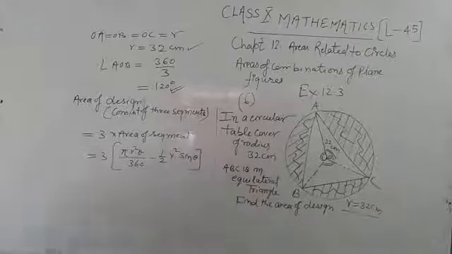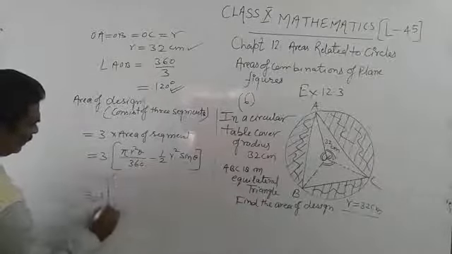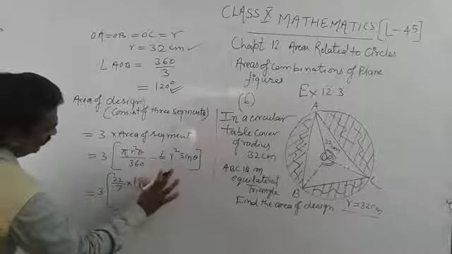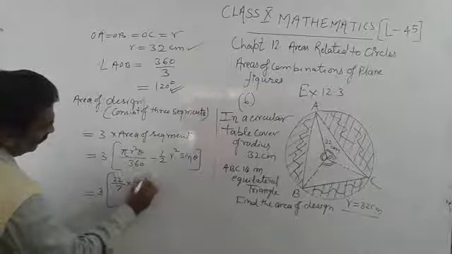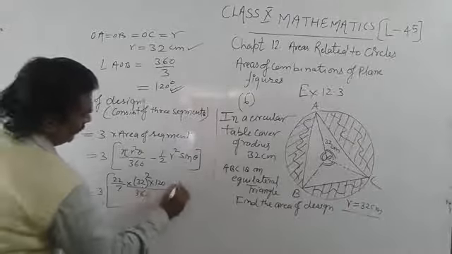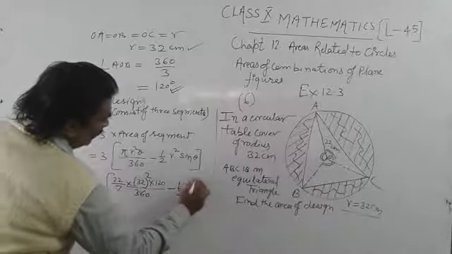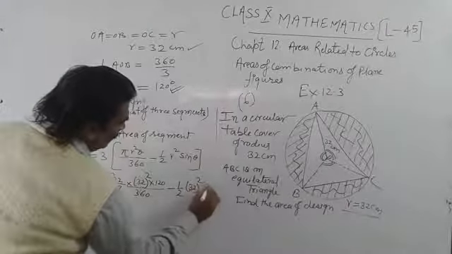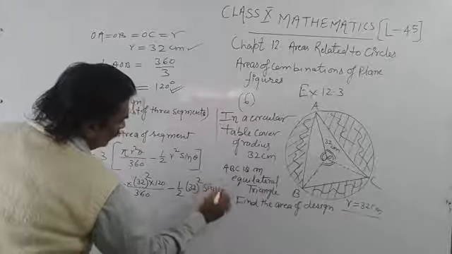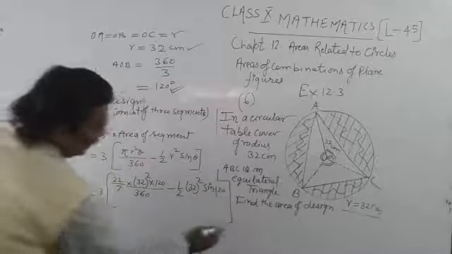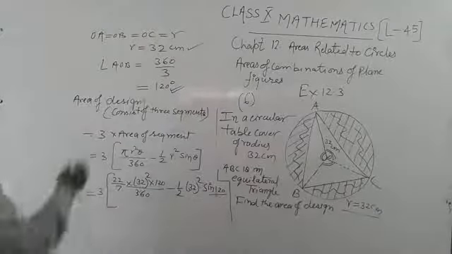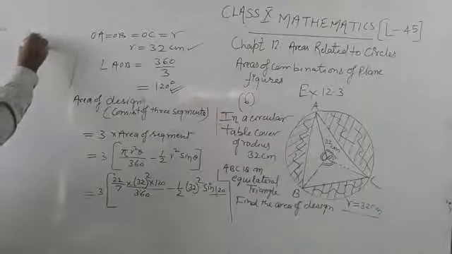Here students, putting 3 under bracket pi 22 upon 7 multiplied by radius 32 square into theta 120 upon 360. Now minus 1 upon 2 radius 32 square and students sin 120 degree. So here students you will face some difficulty to find sin 120 degree, but I would like to tell you sin 120 degree.